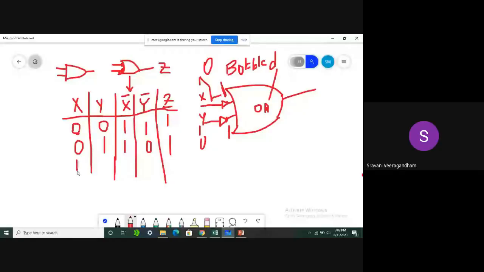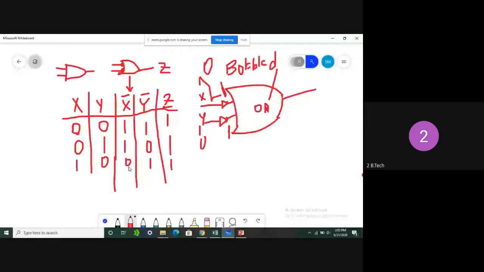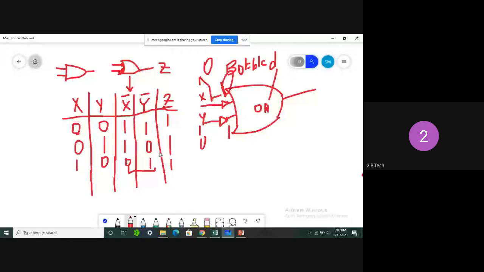1, 0 will become here 0, 1. With 0, 1 in the sense, what is the output? Output will be 1. Why? See this combination. X is 1, so X bar will become 0. And Y is 0, so Y bar can be taken as 1. If either of the inputs is 1, obviously output is 1 for an OR gate.